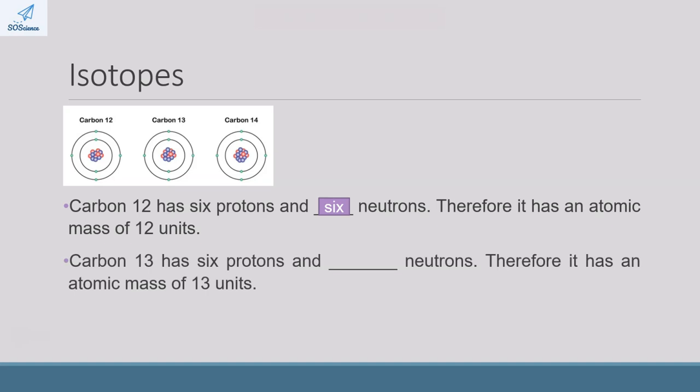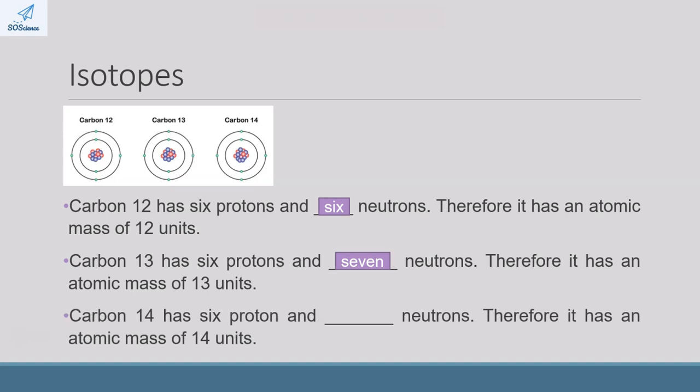Carbon-13 also has 6 protons, but its total mass is 13 units. So 13 minus 6 shows us that there are 7 neutrons in a carbon-13 atom. And carbon-14, which has an atomic mass of 14 units and 6 protons, will contain 8 neutrons in its nucleus.